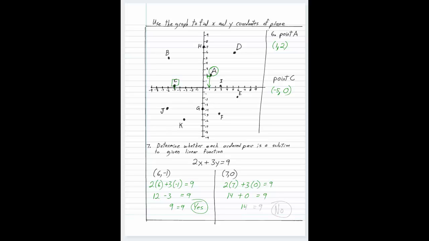For number 8, we would like to complete the table. They gave us some values, and we want to find its partner, if you will. First, I see x equals 0. Well, when x equals 0, that means y equals -0 plus 6. -0 is still just 0, and 0 plus 6 equals 6.